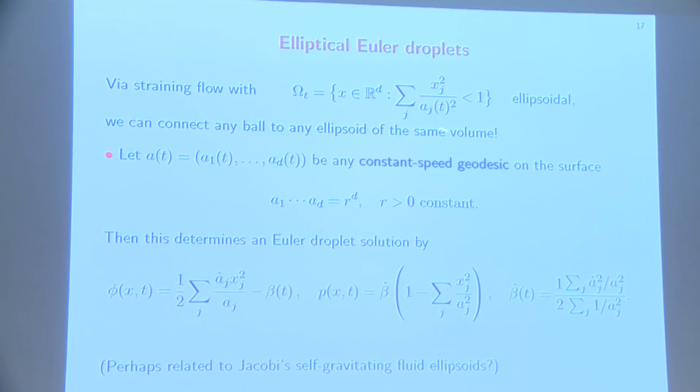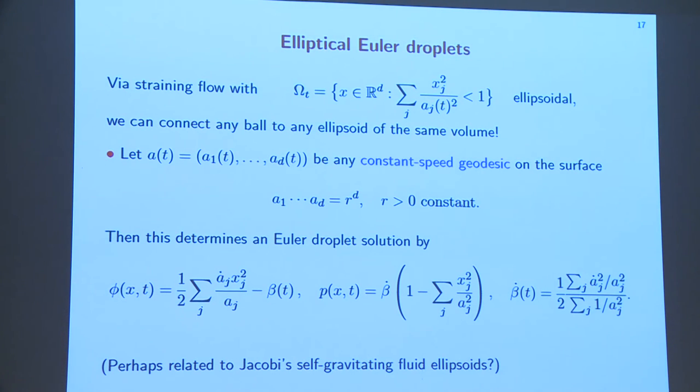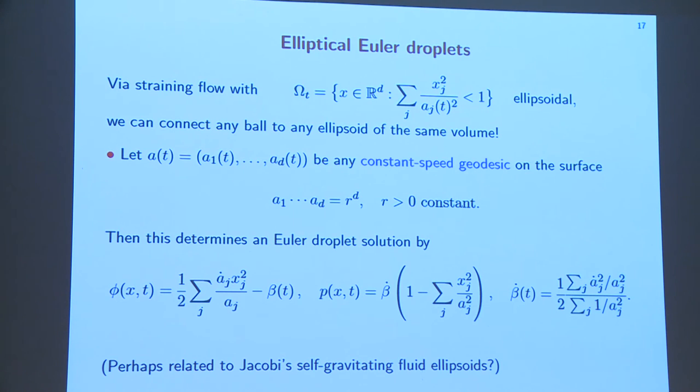The ellipsoid written in this way, the aj as a function of t are just the principal axis radii. We get these kind of solutions by looking at the vector of these radii, these principal axes. Their product has to be constant because of constant volume. But take any geodesic with respect to the Euclidean metric in R^d on that constant volume surface, and that determines a solution of the Euler equations. What's nice about that is you can connect any ball to any ellipsoid with the same volume, no matter how stretched out. And we're going to make some use of that.